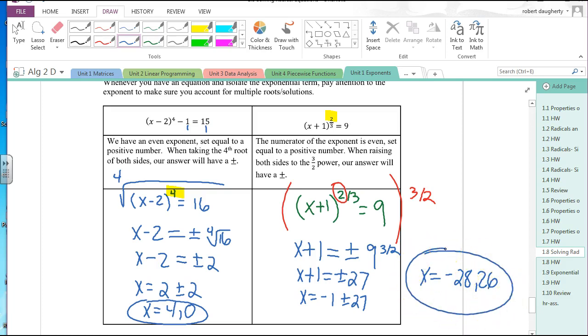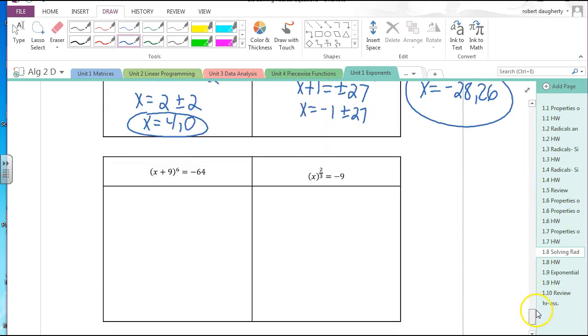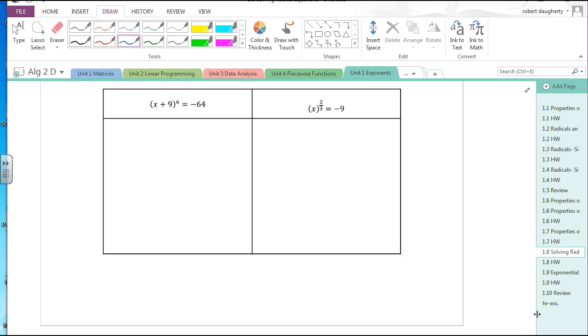Okay? So anytime you see an expression raised to an even exponent, you'll have an answer with a plus or minus. That also extends to when you see an even number in the numerator of that expression. You'll also have a plus or minus in your answer. And that's just knowledge you need to bring to that equation. Okay? It's not going to happen for you in the course of solving it without you knowing that.